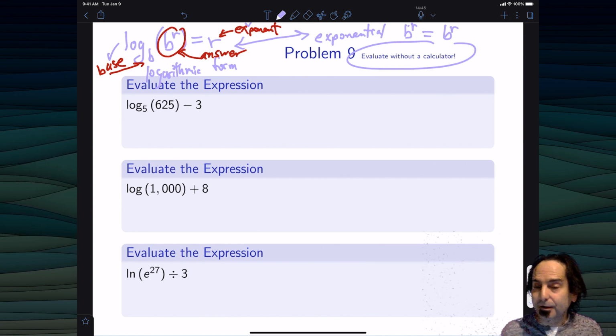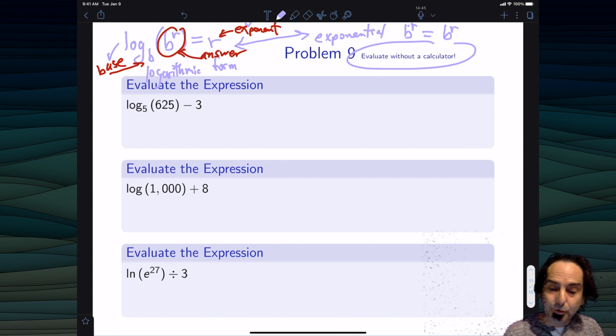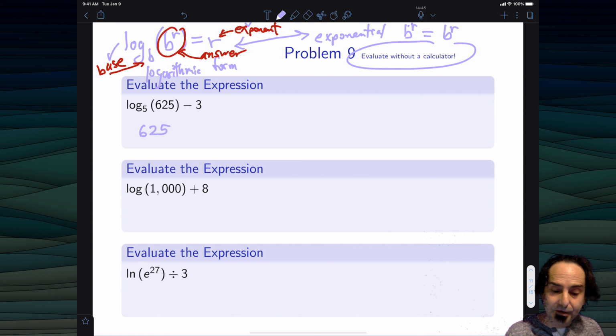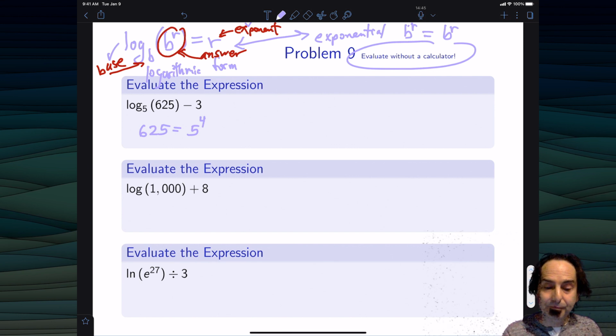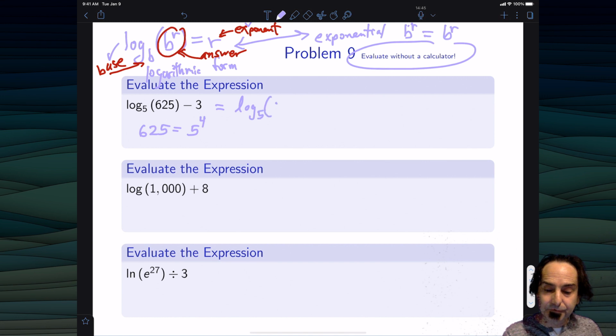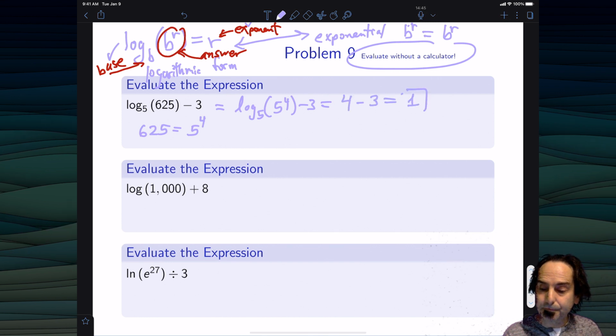This just says b to the r equals b to the r. That's vacuously true, but that's equivalent to this logarithm identity. So let's work with that. One thing we have to know, for this first one, is that 625 is a power of 5. It's 5 to the 4th power, 5 times 5 times 5 times 5. So this is the log base 5 of 5 to the 4 minus 3, but that complicated logarithm is just 4 minus 3, and we get 1.